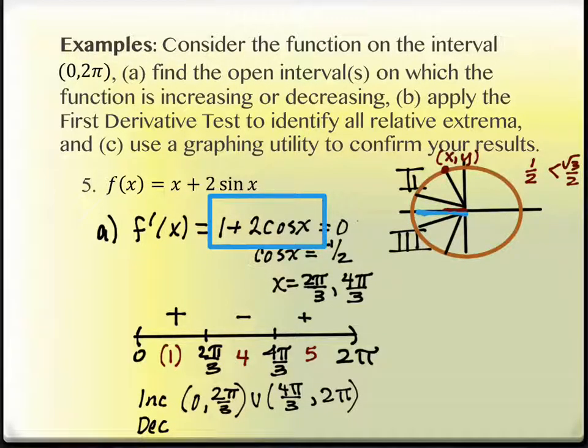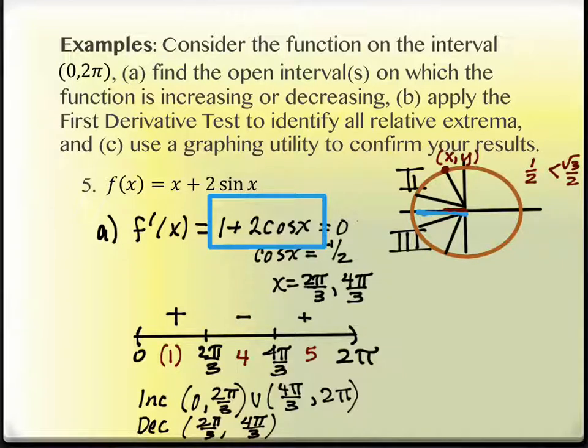Good job. And it's decreasing then where? 2 pi over 3 to 4 pi over 3. Looks good. Grab your calculator. You already put it in. Well, you put the derivative in, so take that out. Put the original function in.